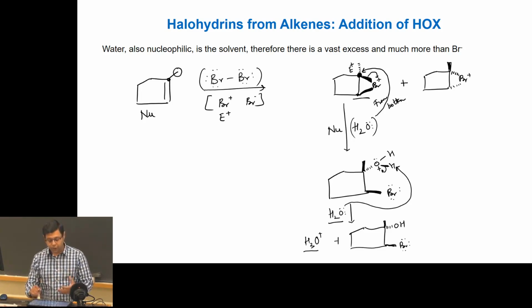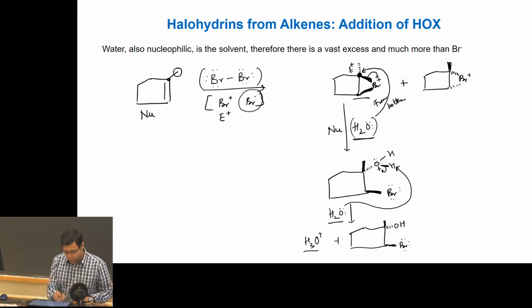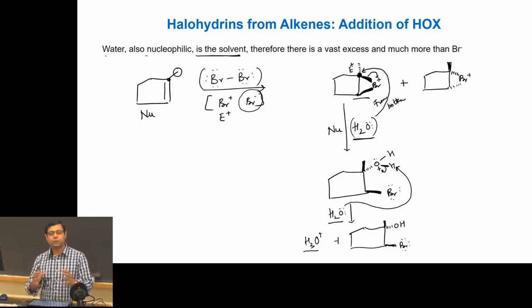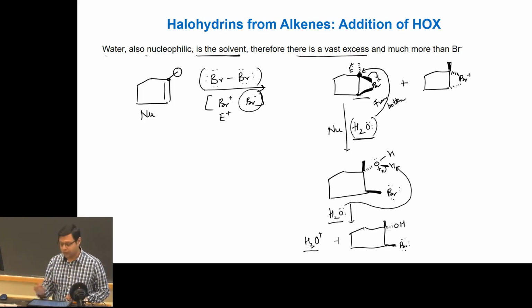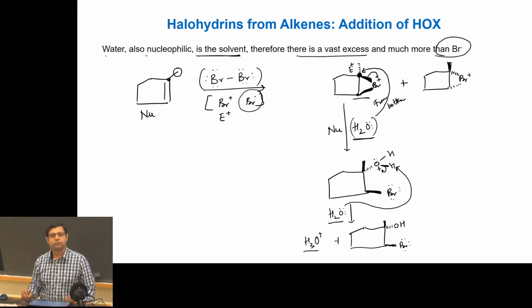Now you can ask me the question, why is Br minus that is generated in the first step not opening the Br plus ring? Why is Br minus not behaving as the nucleophile in the second step, but water is behaving as the nucleophile? The reason being, water, also nucleophilic, is the solvent in this reaction. And usually solvent is present in large amount compared to reagents. Therefore, there is a vast excess of water compared to Br minus. That is why predominantly that will behave as the nucleophile in the second step. There's a lot more water than Br minus.